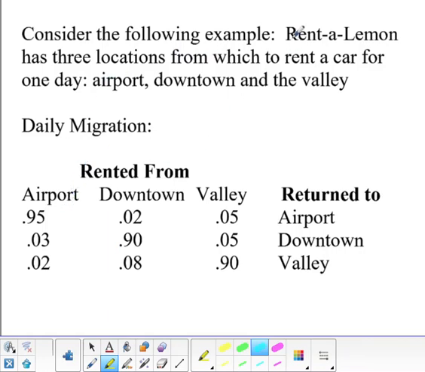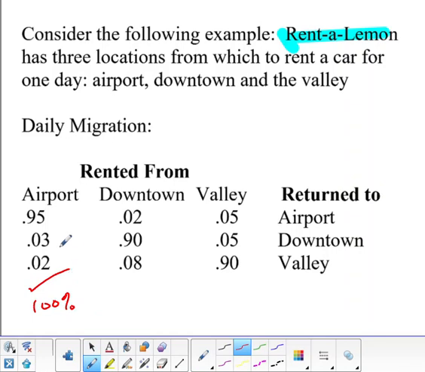So we have this certain company called Rent-A-Lemon, with 3 locations: airport, downtown, and the valley. So what's going to happen to this company if they wanted to decide how many cars they need at each of these 3 locations, the airport, the downtown, and the valley. Call them location 1, location 2, and location 3. It really doesn't matter. And notice that again, these columns add up to 100%.